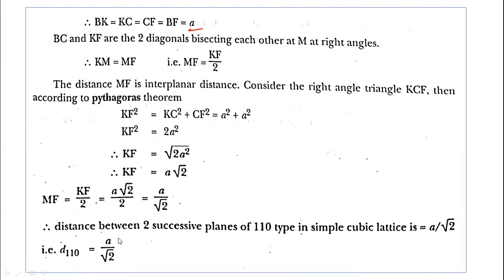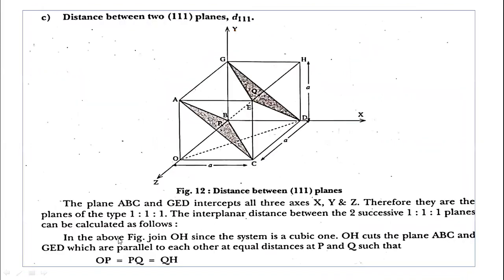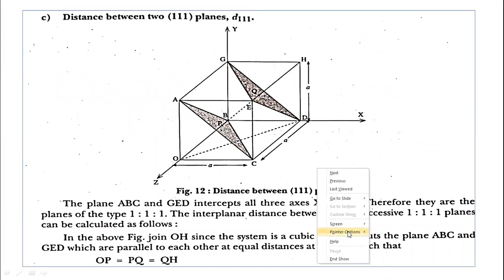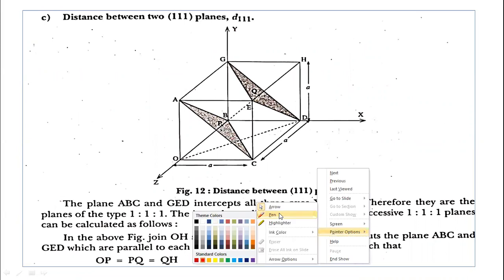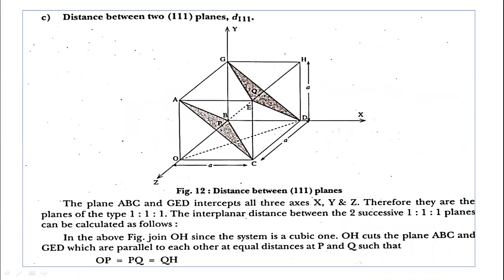Now let us proceed further for D111, the distance between the two 111 planes. Now it is quite difficult. We want to find out the distance between the two 111 planes, that is D111.